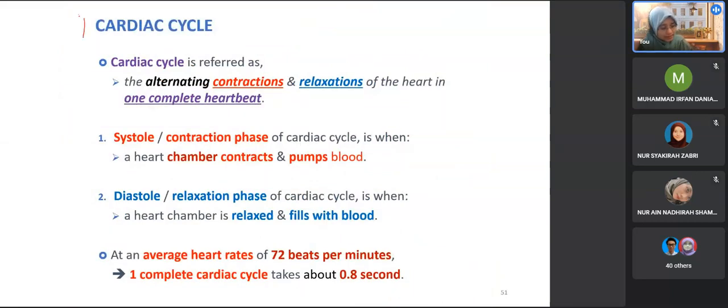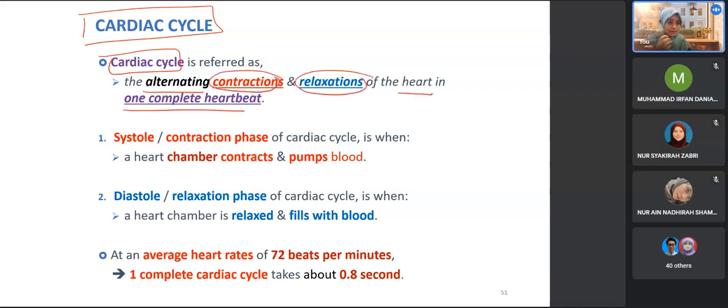Okay, so next is the cardiac cycle. You have to know the definition of the cardiac cycle. What is the cardiac cycle? Cardiac is the heart muscle, right? And the heart itself. So the cardiac cycle is alternating contractions and relaxations of the heart in one complete heartbeat. Satu denyutan jantung tu kan, complete contraction and relaxation of the heart chambers is the cardiac cycle.